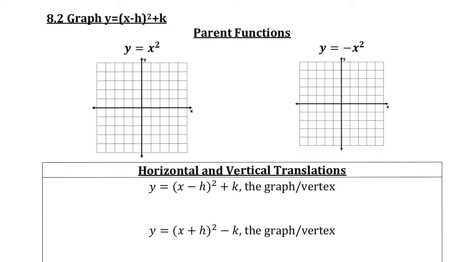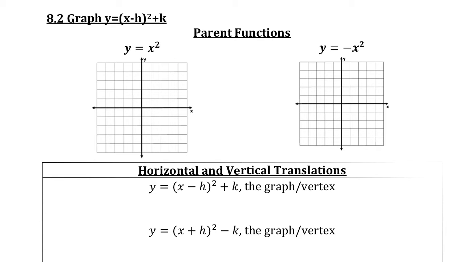Okay, in section 8.2, we're going to graph y = (x - h)² + k. So we're going to graph parabolas, but we're going to use horizontal and vertical translations to graph them. Before we graph them with their translations, we're going to graph the parent functions. Parent functions just tell you kind of what general shape each type of graph makes.